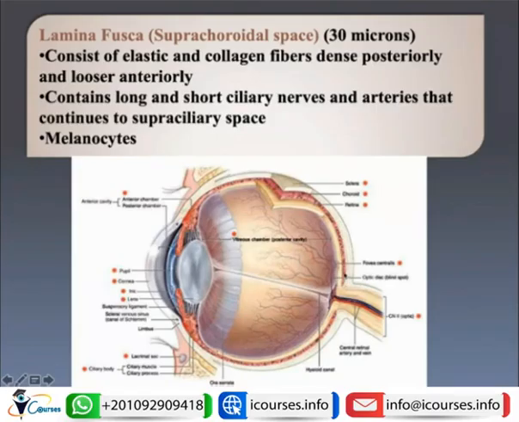The short posterior ciliary arteries and nerves pass into the suprachoroidal space, or lamina fusca, for a short distance, while the long ciliary arteries and nerves pass into the suprachoroidal space anteriorly until the choroid is finished. So they will continue in the supraciliary space until they reach the anterior segment of the eye. And its brown color is attributed to a high content of melanocytes. So remember a few things about the lamina fusca, whether in the choroid or in the sclera: it is brown in color due to the presence of melanocytes, and it consists of elastic tissue and collagen fibers.